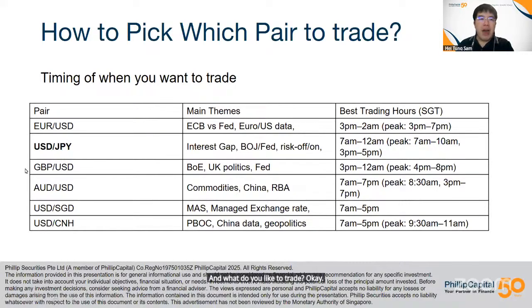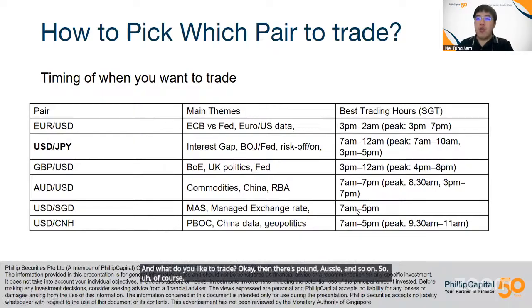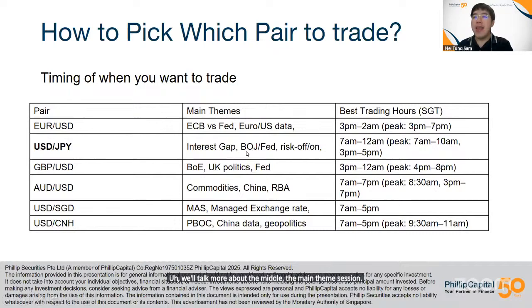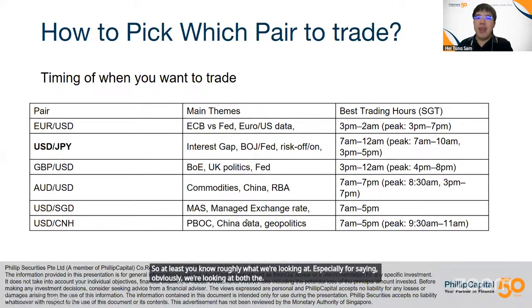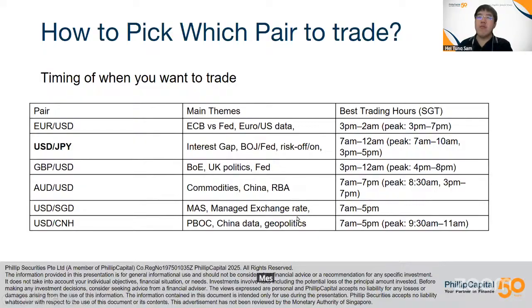Okay, then there's pound, Aussie, and so on. So of course, we'll talk more about the main theme section. Here is just a table. So at least you know roughly what we're looking at. Especially for Sing, obviously, we're looking at both the MAS and their policies and also the US as well.